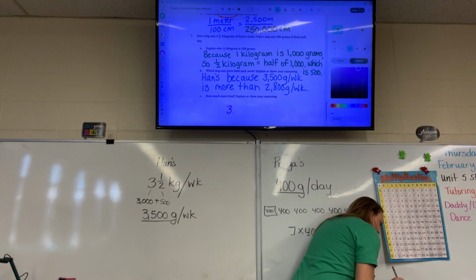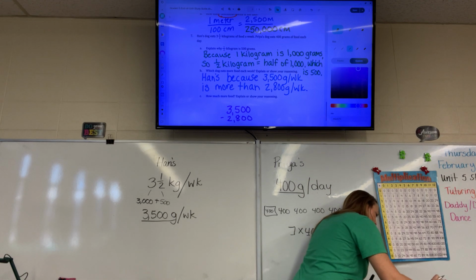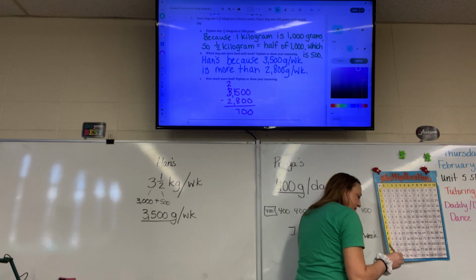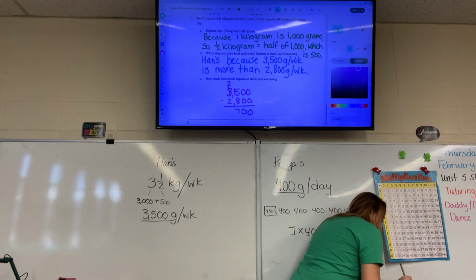So 3,500 subtract 2,800. What is 0 minus 0? 0. 5 minus 8. Can't do it. So decompose the 3. Make it a 2. Make the 5 a 15. 15 minus 8? 7. And 2 minus 2 is 0. So, how much more food? 700 grams more per week.